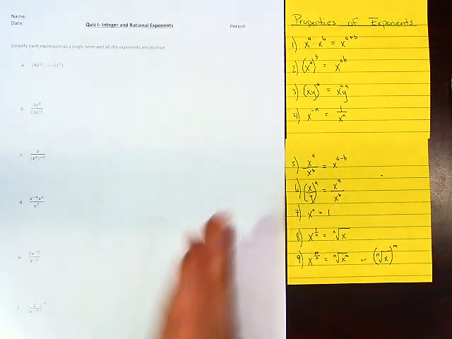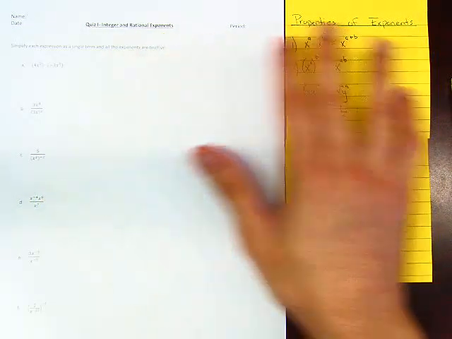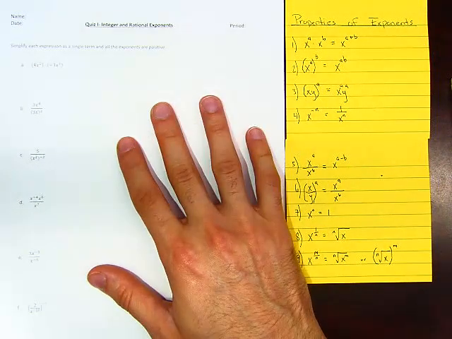All right, let's do this. So this is review of the integer and rational exponents for the chapter we've been covering all class. And this is the quiz review. So let's do this, everybody.